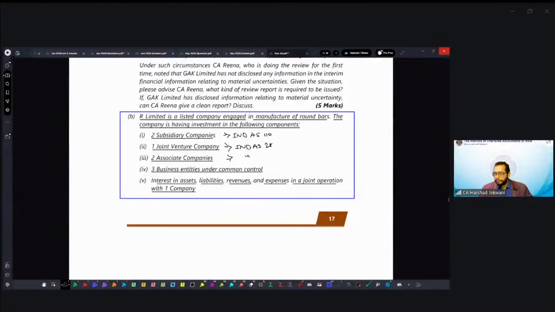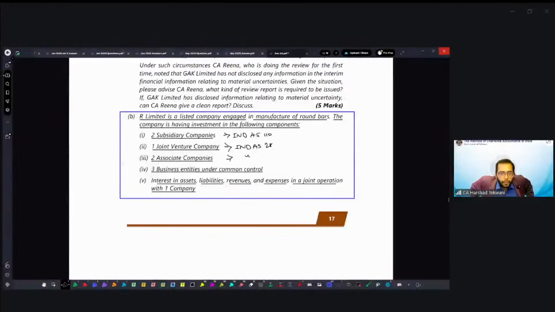No. Ind AS 111, have you heard about this? Joint arrangements. What it says is jointly controlled entity arrangements. If there is a joint arrangement, over there I will apply Ind AS 111. So the objective of Ind AS 111 is entities that have an interest in arrangements that are jointly controlled. That will be applicable over here, joint arrangements. So Ind AS 111 will be applicable for the joint arrangements.